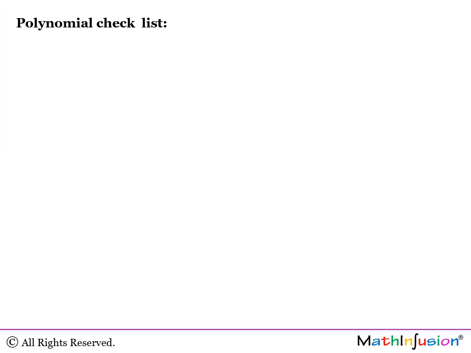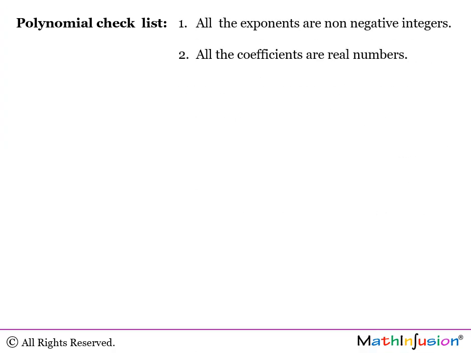Here is the polynomial checklist. 1. All the exponents are non-negative integers. 2. All the coefficients are real numbers.